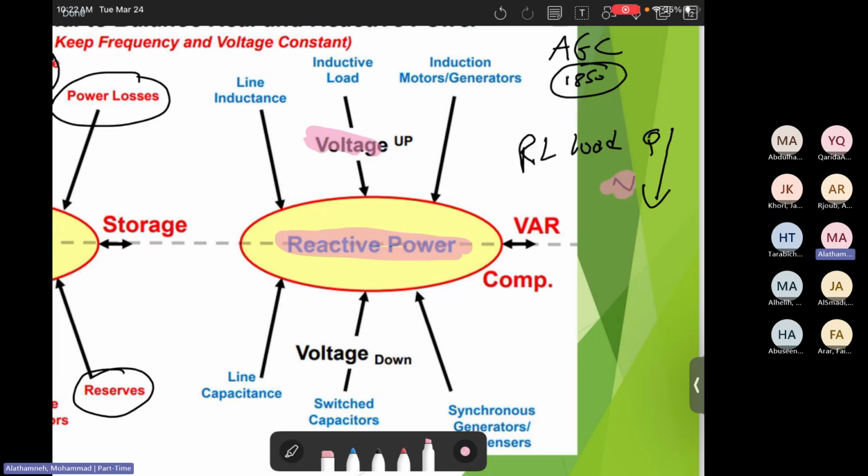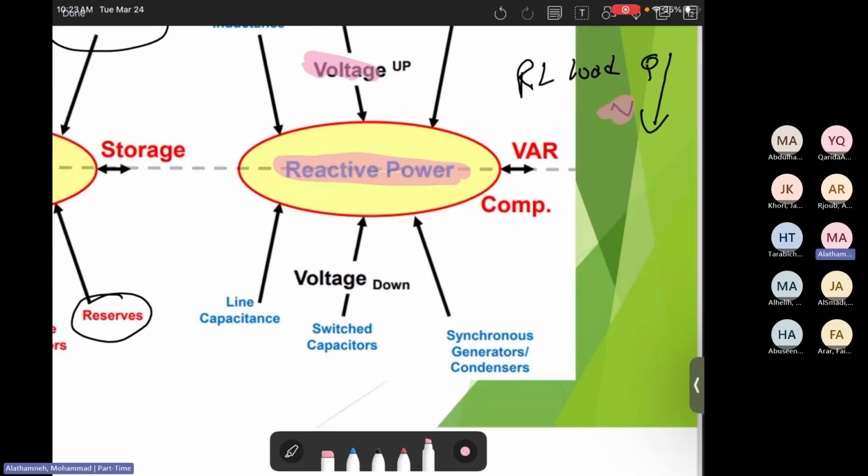Then, to maintain the voltage and make it go back to the original value, we have several options. One of the options is the tap changer. The other option is to use the capacitor or capacitor bank, or the other thing, which is using the power generated from the synchronous generator.